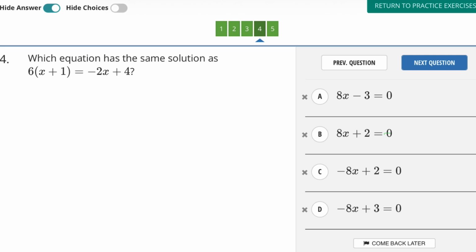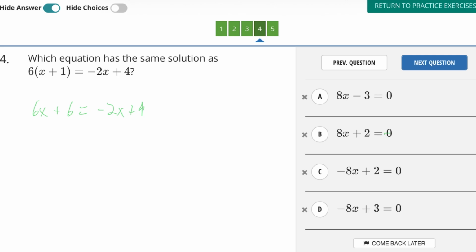So here, simply distribute. In this case, distribution will help you. And if you're asking, how do I know if distribution will help me? You check. So here, you could check. 6 will not help you on this side. So you should not leave it factored. So here, the right choice is to distribute. So 6x plus 6 equals negative 2x plus 4.